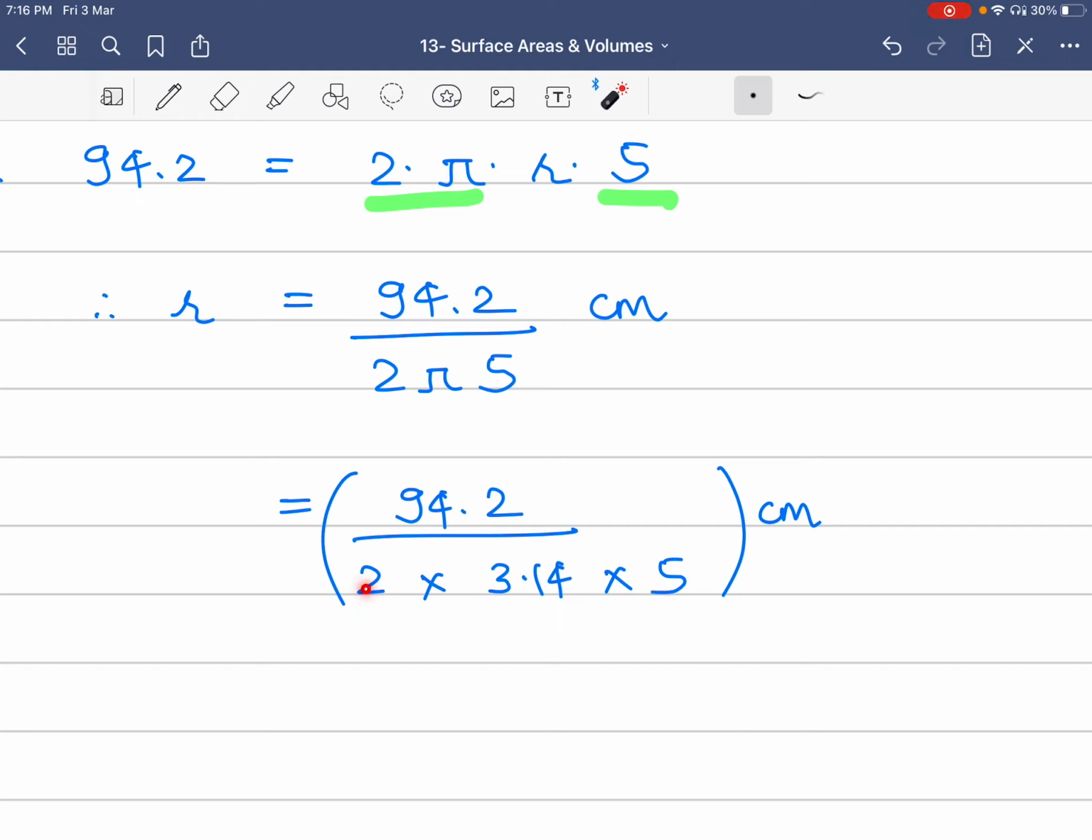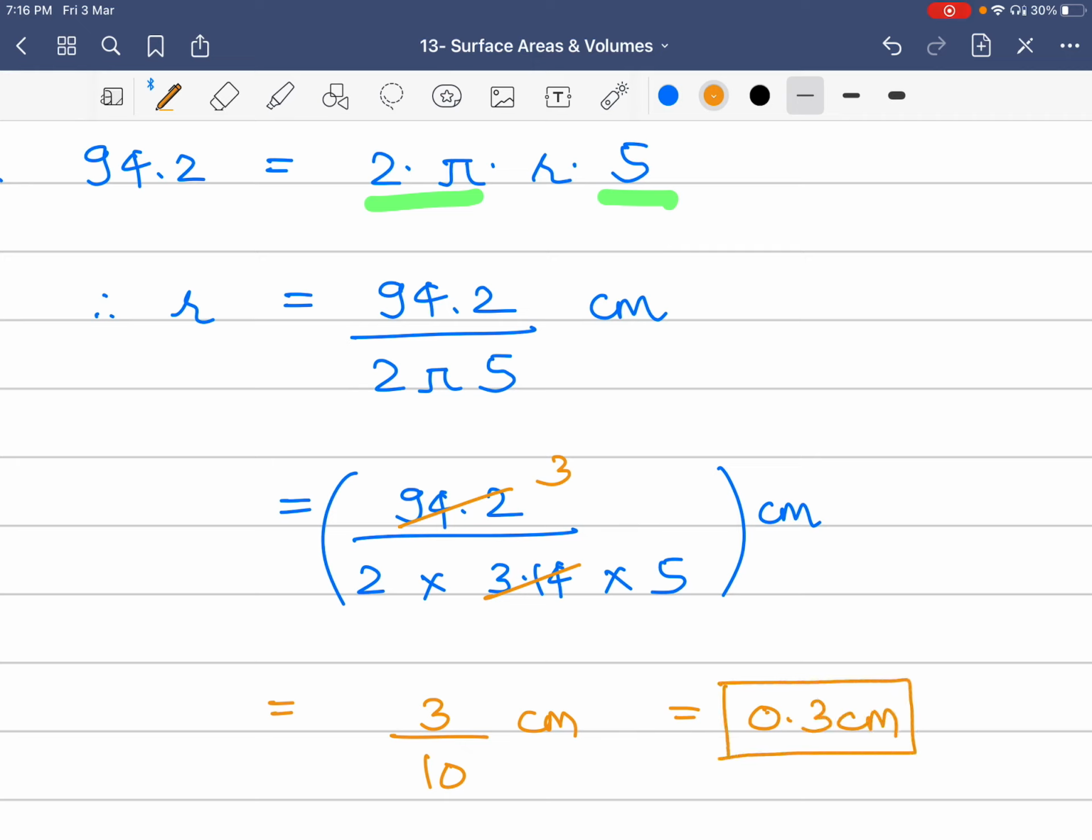Now, 5 into 2 is 10, so that's not a problem. This could be a multiple of this. So I think into 3. 4 3s are 12, 1 carry, 3 1s are 3, 4, 3, yes. So 3.14 into 3 gives us 94.2. So we are going to use that. So this will be 3. So that will be equal to 3 divided by, and 2 into 5 is going to be 10. So I'm just going to write 3 by 10 centimeter. That is equal to 0.3 centimeter. So 0.3 centimeter becomes the value of the radius of this cylinder.